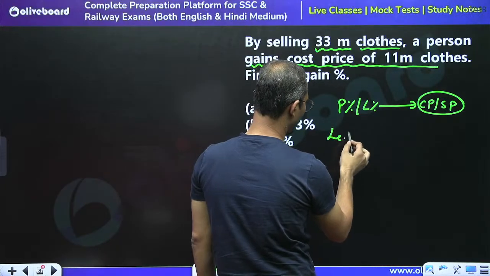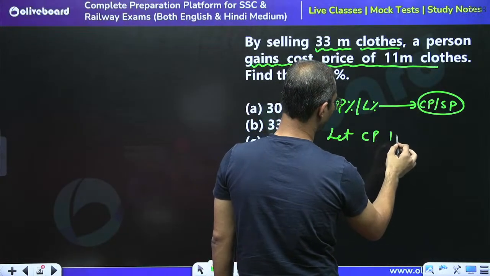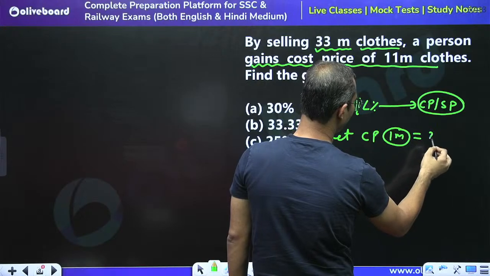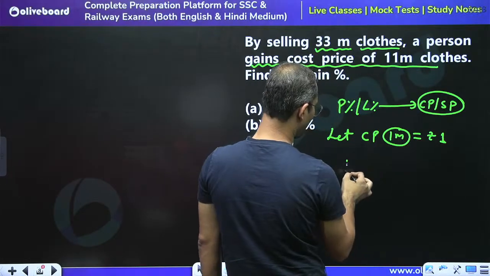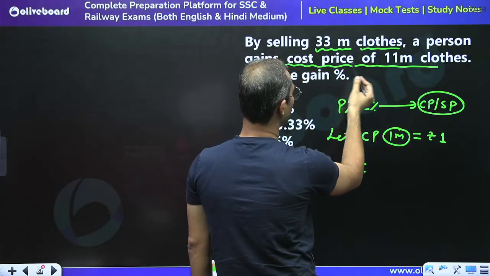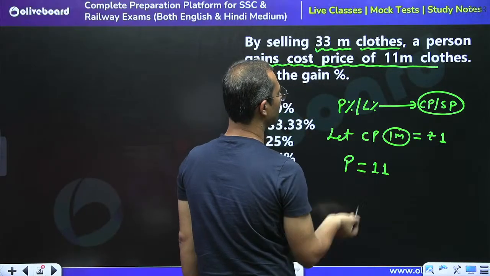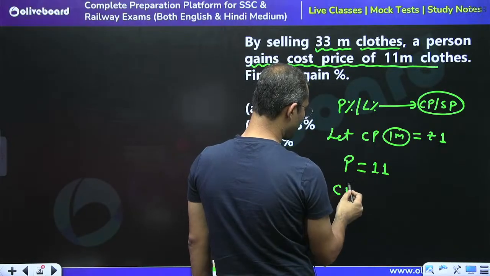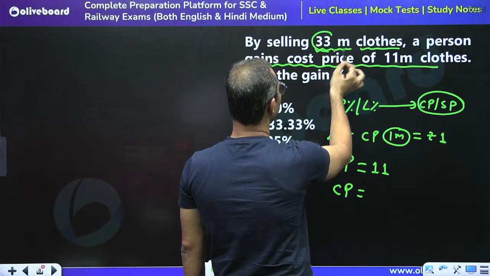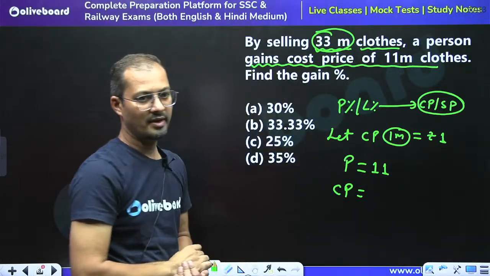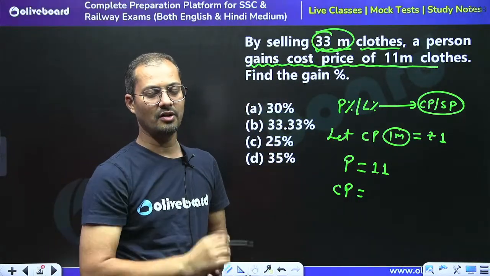So now we can let the CP of 1 meter cloth be rupees 1. We can say that the profit will be equal to the cost price of 11 meter, so profit is equal to 11 rupees. Now what is the cost price? Because 33 meter cloth is being sold, the cost price for 1 meter cloth is 1.